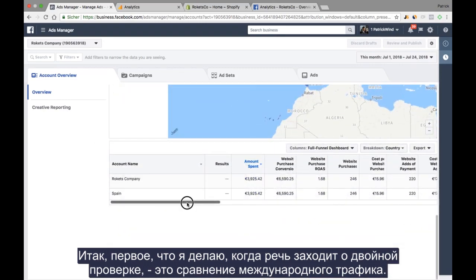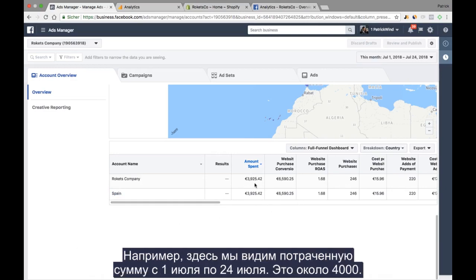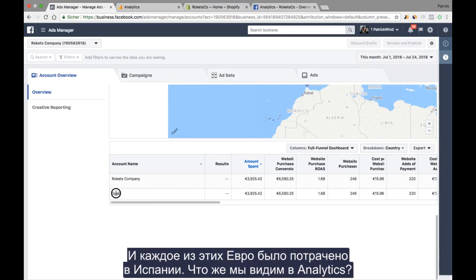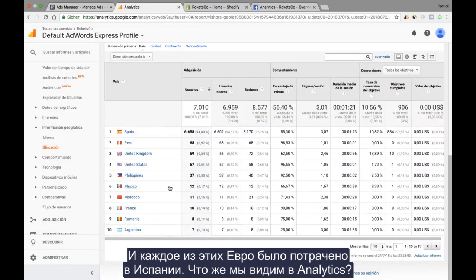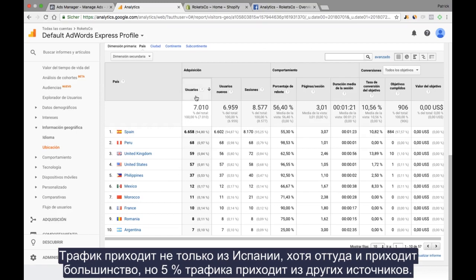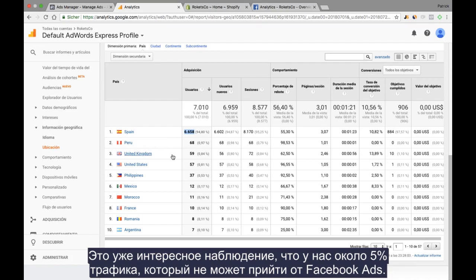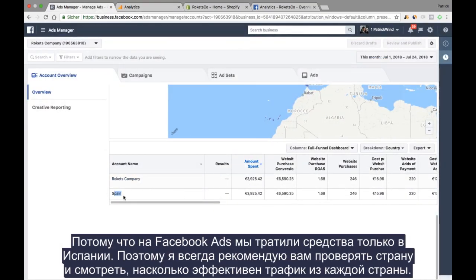So one of the first things that I would always do when it comes to double checking is comparing a little bit of the international traffic. So for example, we see from the amount spent in Facebook ads in July, so 1st of July to 24th, we've spent around 4,000 and everything goes just to Spain. What about analytics? Well, our entire traffic does not only come from Spain. I mean, the big majority comes from Spain, but there's still 5% of the traffic that also comes from other sources. So that's already an interesting observation that we have around 5% of the traffic that cannot come from the Facebook ads, because in Facebook ads we only spend in Spain.